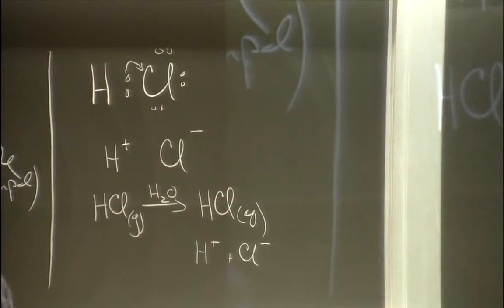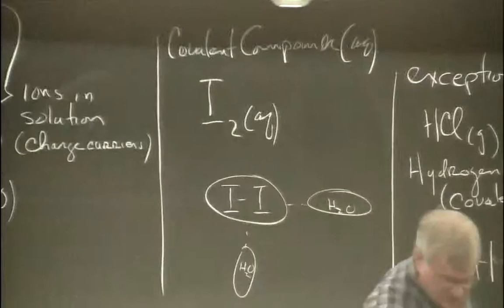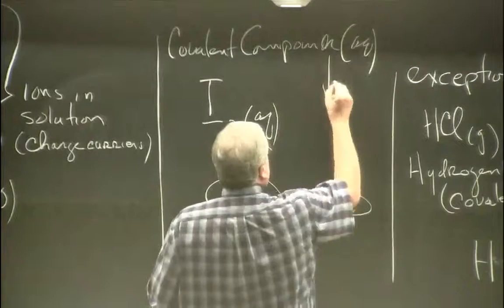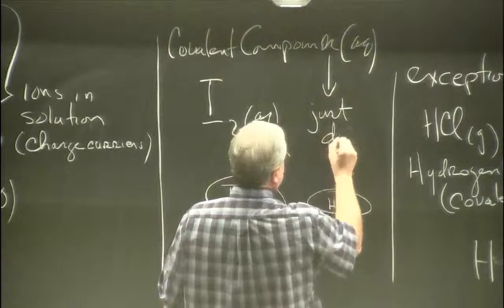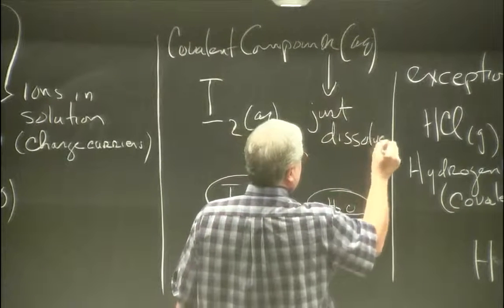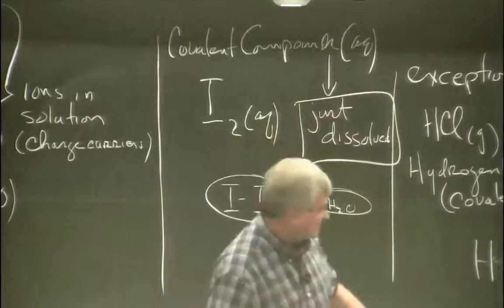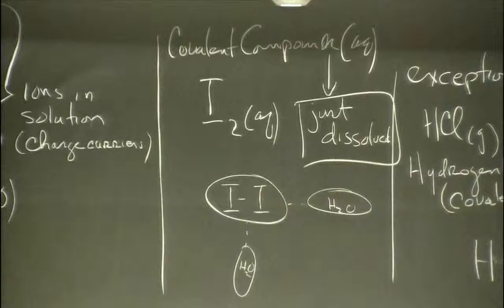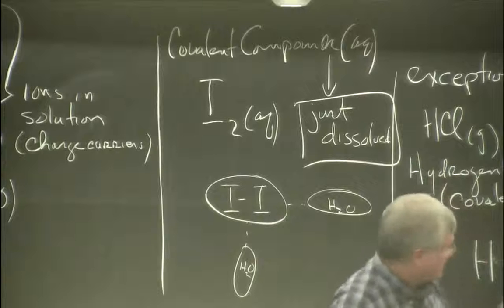But basically, when you see covalent compounds aqueous, I'll put the camera back here to see this part. When you see covalent compounds aqueous, that means just dissolved. They are just dissolved, they are not dissociated. But as I said, this is one of those exceptions. So when you see HCl aqueous, realize that that is ionized.